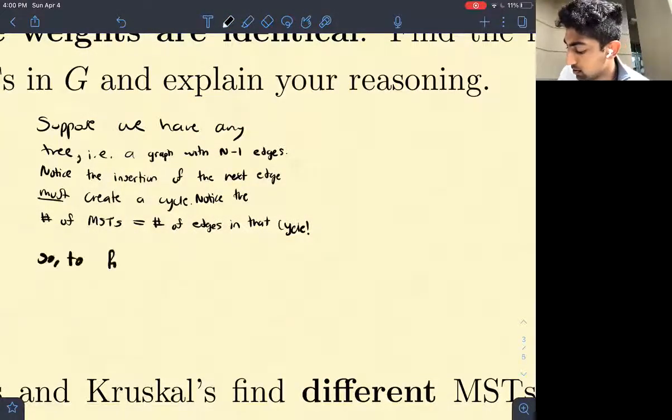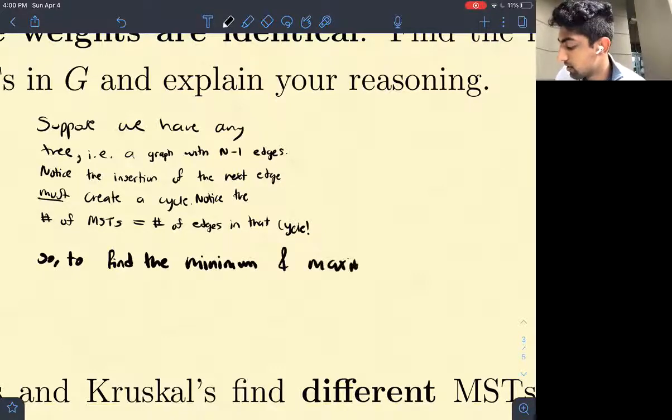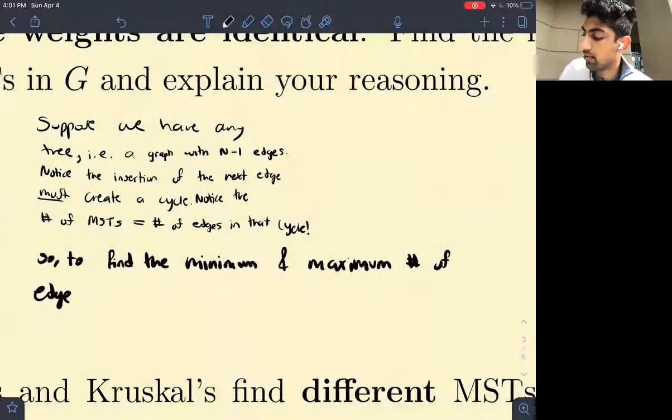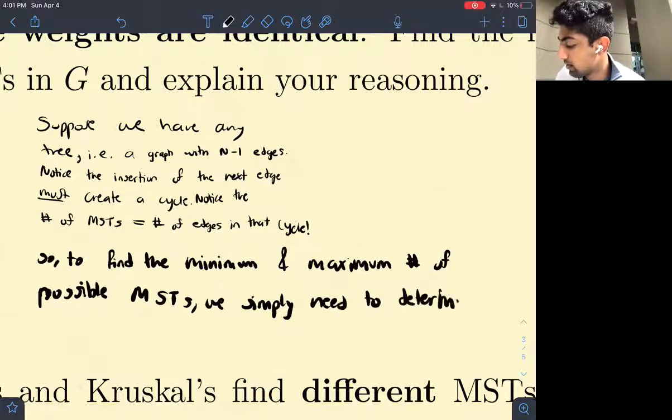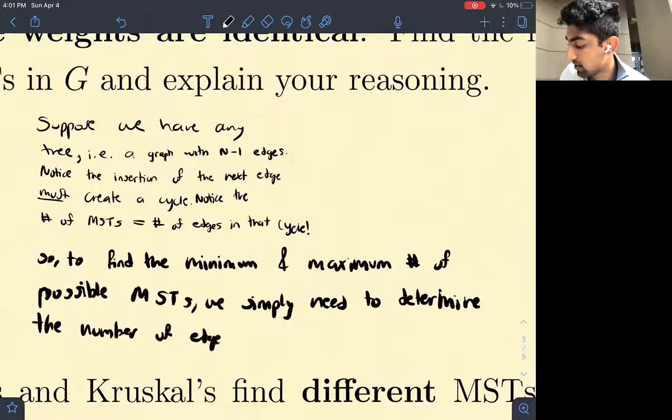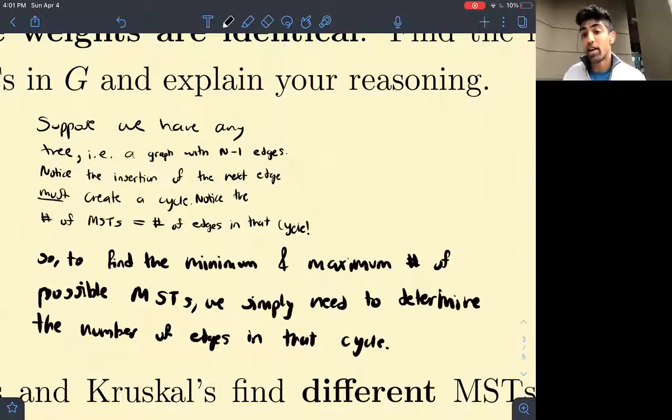So to find the minimum and maximum number of possible MSTs, we simply need to determine the number of edges in that cycle, right? So what is the minimum number of edges that can possibly comprise a cycle?